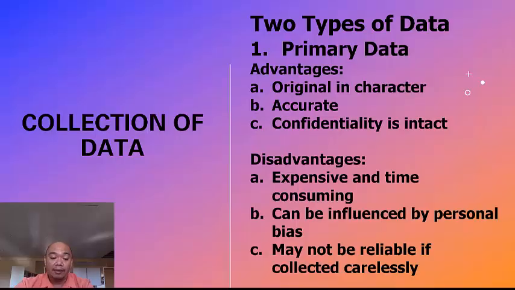And these are some advantages of primary data. Data collected for the first time, hence original in character. Another advantage, the information collected is accurate. And third, some confidential information can be tactfully collected from the informant.